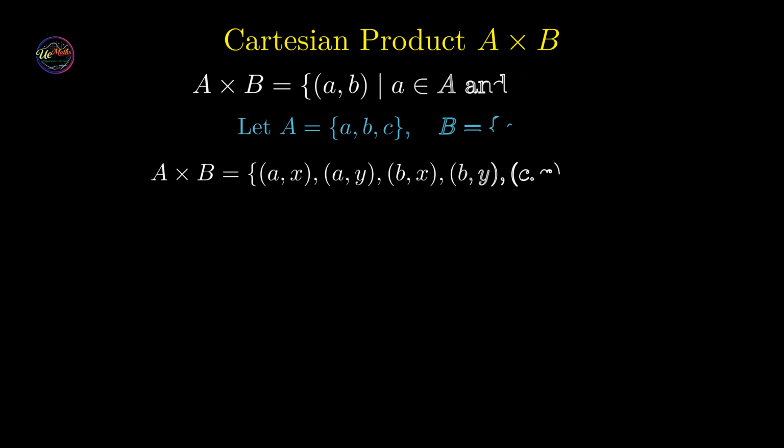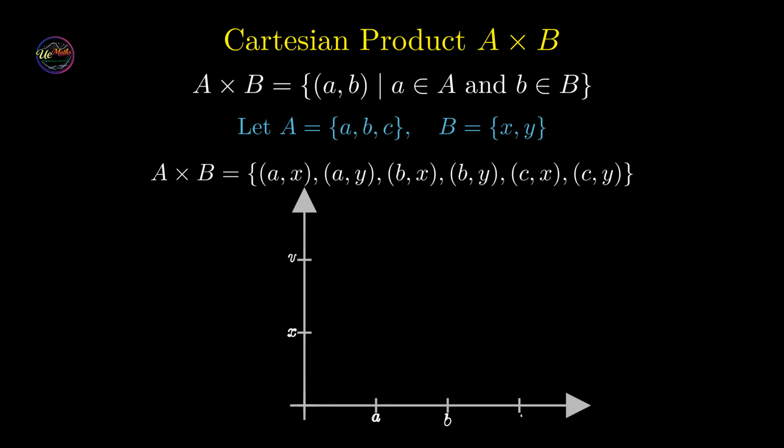Now we will see another example. Here, set A contains a, b, c and set B contains x, y. So, the Cartesian product A cross B also contains 6 elements, meaning 6 ordered pairs. These are (a, x), (a, y), (b, x), (b, y), (c, x), (c, y).